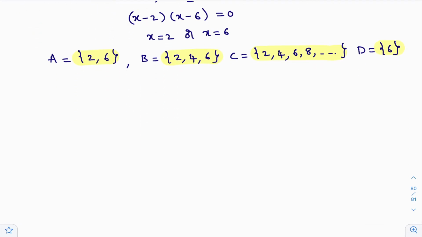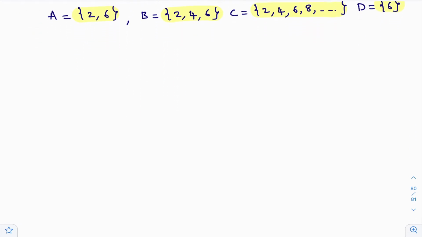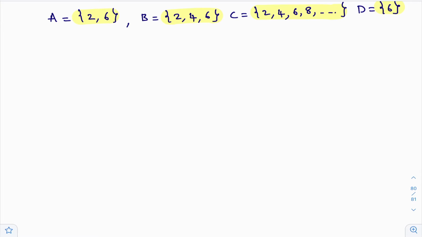First, let's take set A and check whether A is a subset of B or not. Are all the elements present in A present in B? Yes. In set A, 2 and 6 are there. In set B also, 2 and 6 are there. So clearly A is a subset of B. Okay, this is the one point.